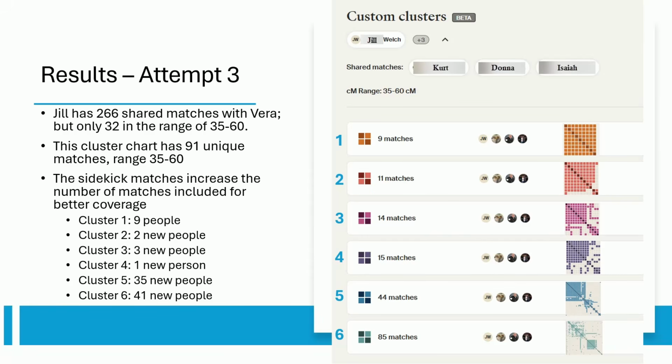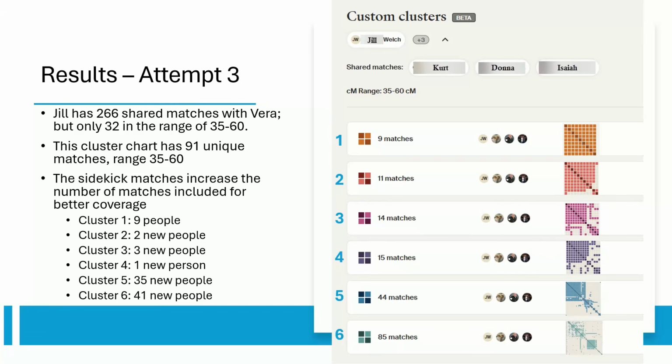But as I tallied up the number of unique matches in this cluster diagram, there were 91 matches. So a lot of those sidekick matches increased the number of matches that were included in the cluster diagram. Adding those different sidekick matches was really important, and it helped get better coverage.